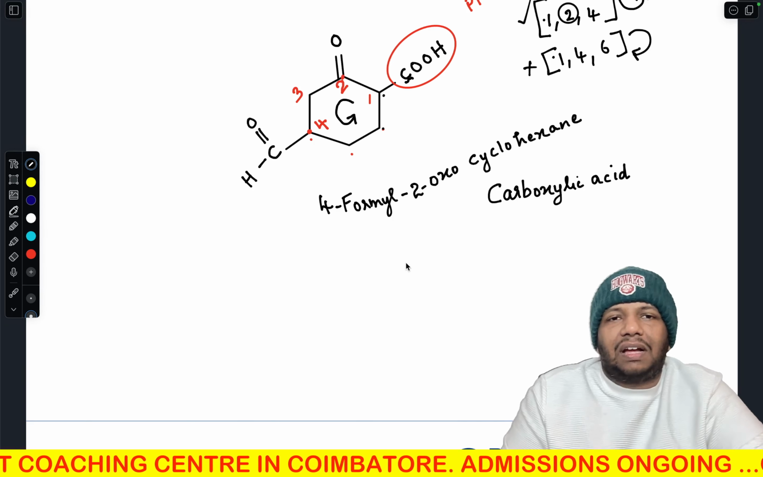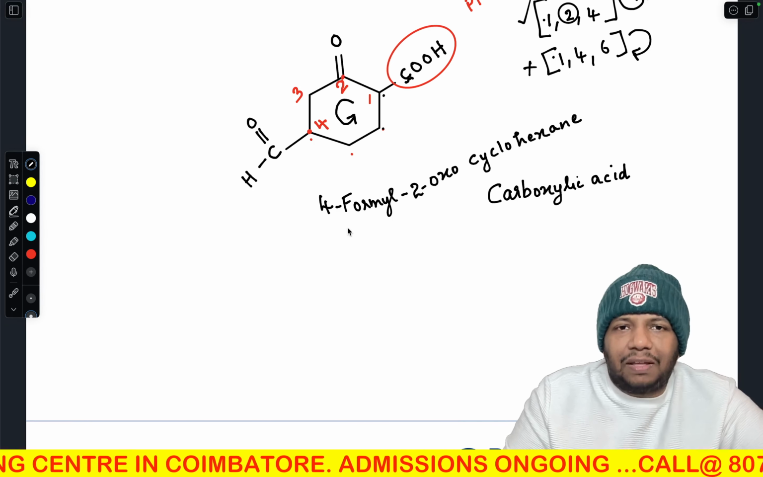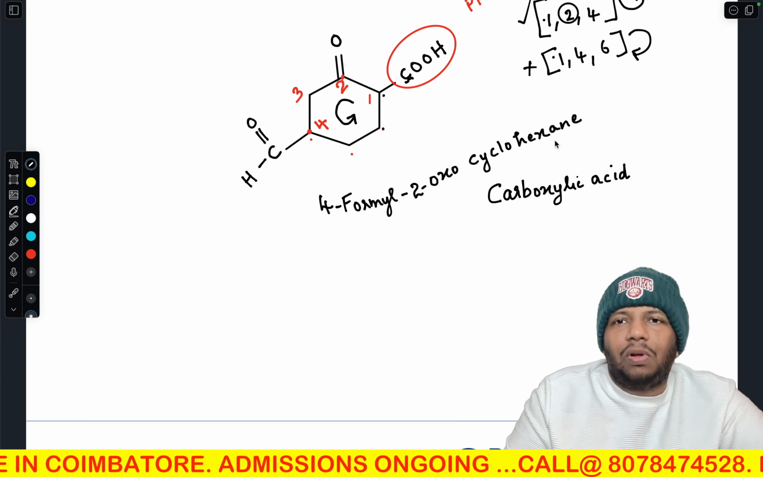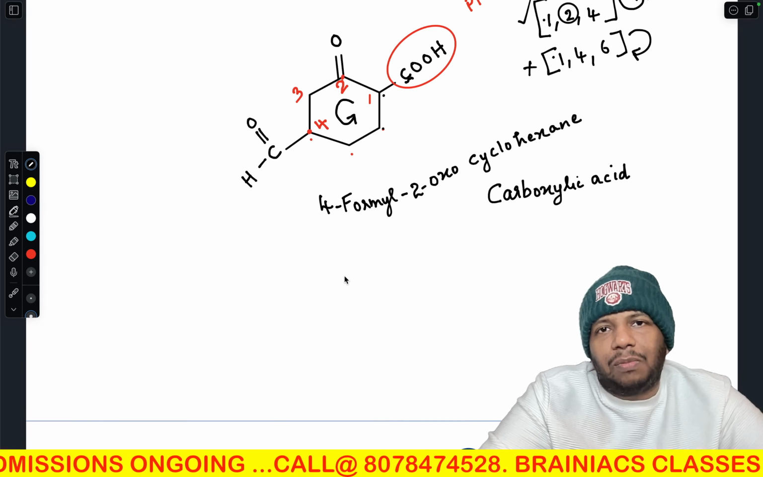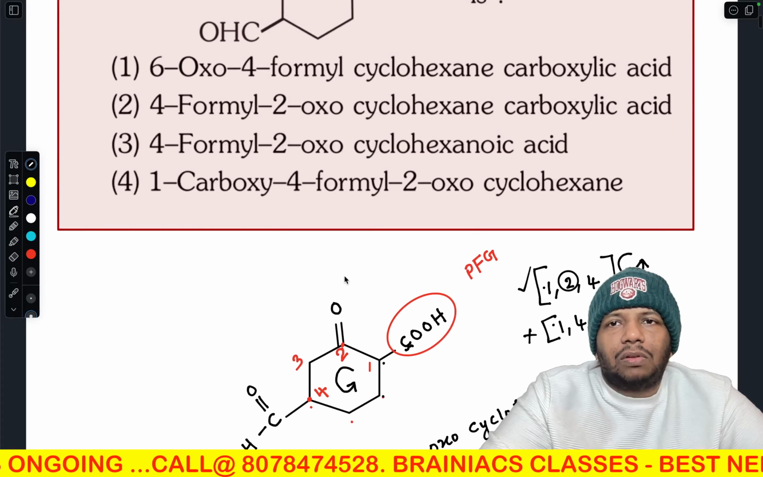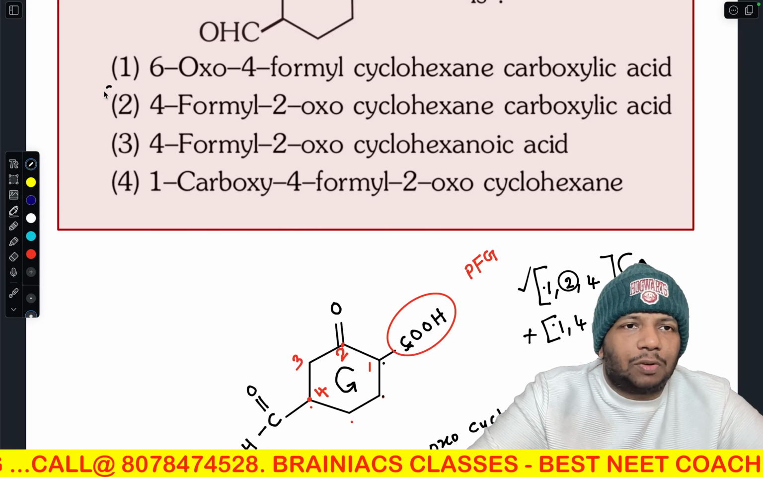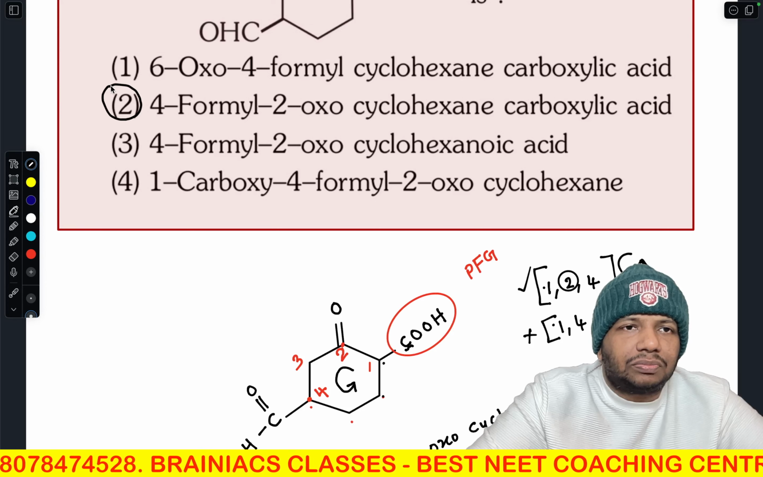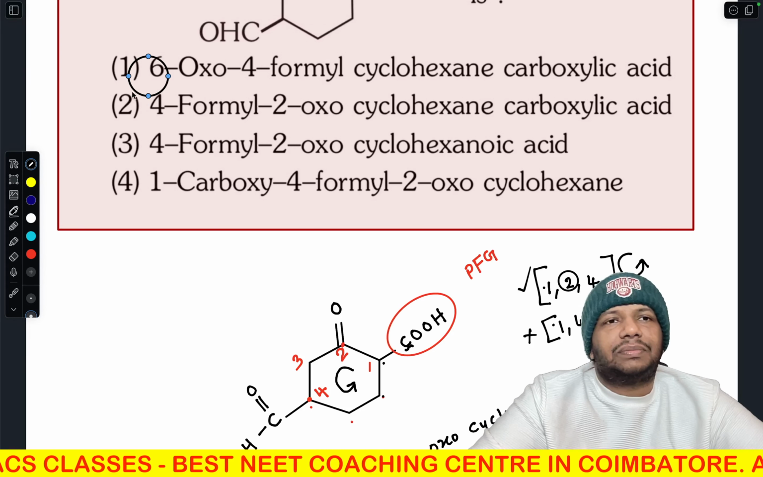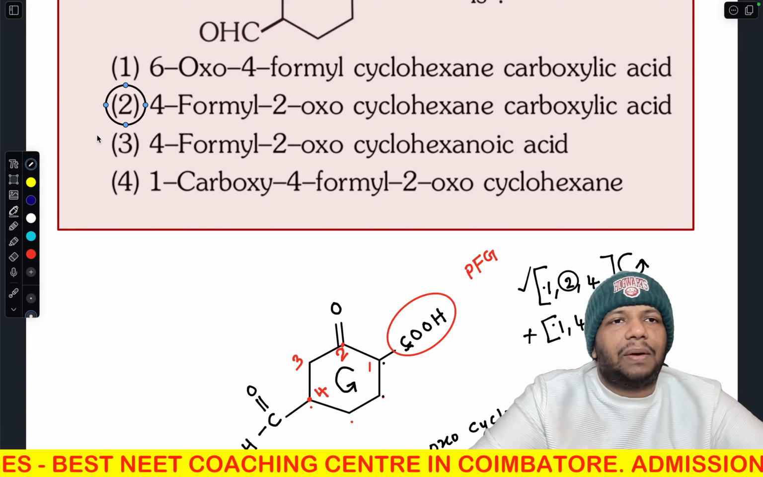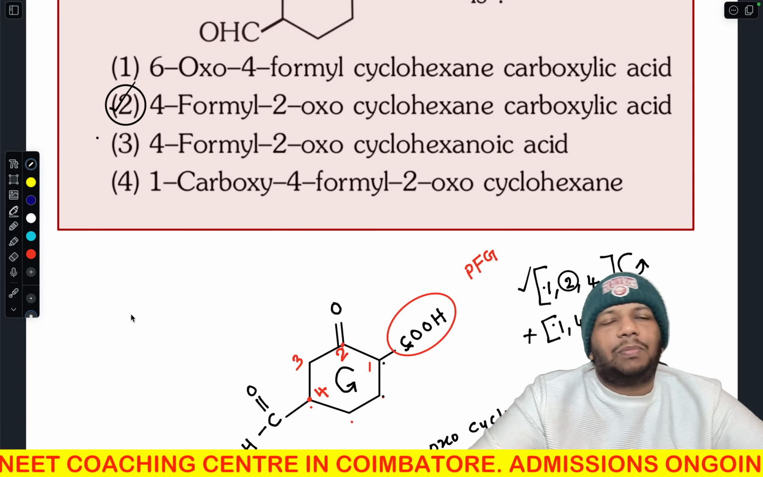So what is the full name of this compound? I can say 4-formyl-2-oxo cyclohexane carboxylic acid. This would be the correct name of this compound. You can see that option is present as option 2. Correct? Option 2 should be the correct answer.